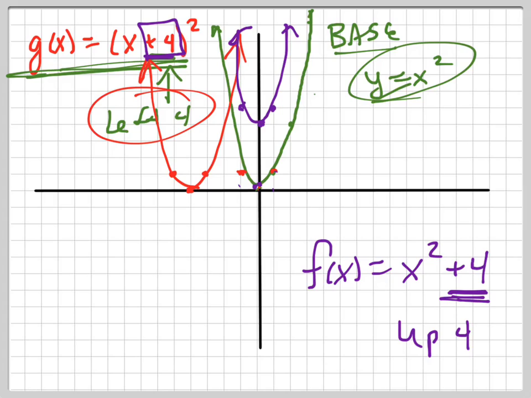So that's that transformation. What if it had said minus 4? Instead of going up 4, it would go down 4. And your graph would have been down 1, 2, 3, 4, down here, and up like that.